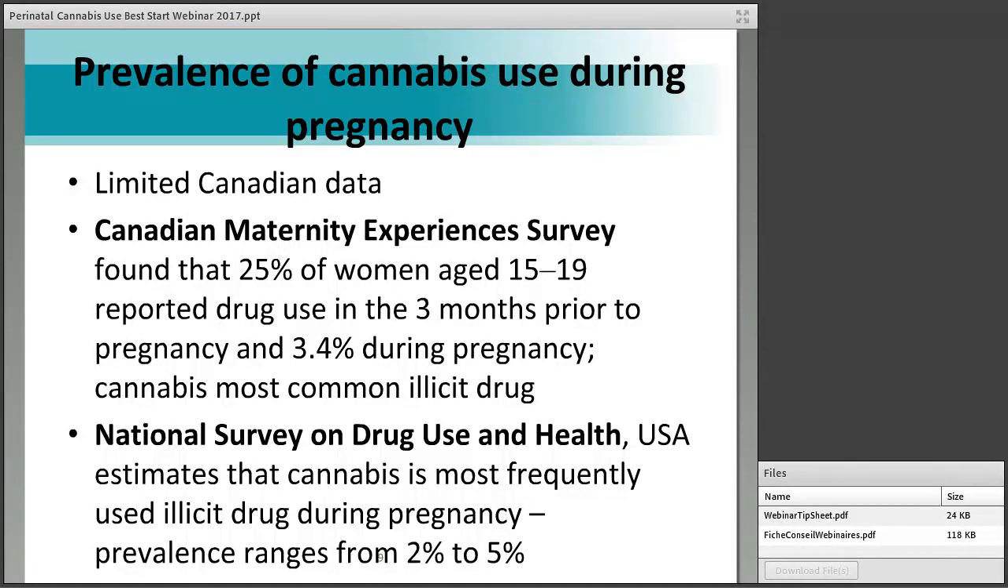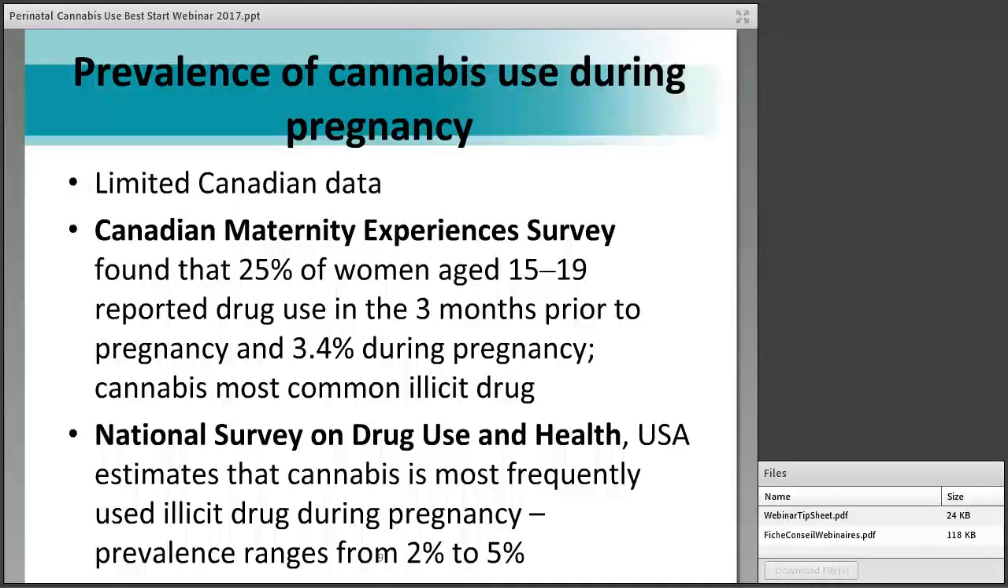What about during pregnancy? Not surprisingly, we have limited Canadian data. However, we have the Canadian Maternal Experiences Survey, which was conducted by the Public Health Agency of Canada. They found that 25% of women aged 15 to 19 reported drug use in the 3 months prior to pregnancy. And thankfully, this proportion was reduced to 3% for the duration of the pregnancy. The most common drug in this category of listed drugs was actually marijuana, not surprisingly, or cannabis.